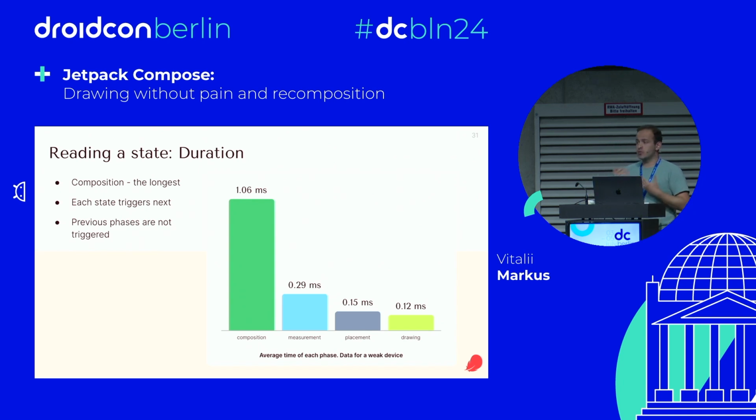Basically, when a change in state triggers re-executing of one phase, all the next phases will also be re-executed. On this slide, you can see the average time of each phase, and we can notice that the composition phase is the longest one. So if during the composition we read frequently changing state, the composition phase, and moreover, the layout and drawing phases will also be re-executed. However, if you read the changing state only in the layout or drawing phase, the composition won't be triggered and will be skipped, saving time and improving performance. And this is exactly what we observed in our first example with changing the alpha for a button.